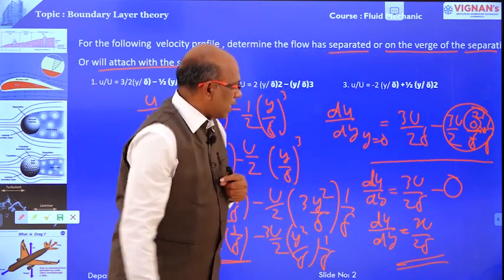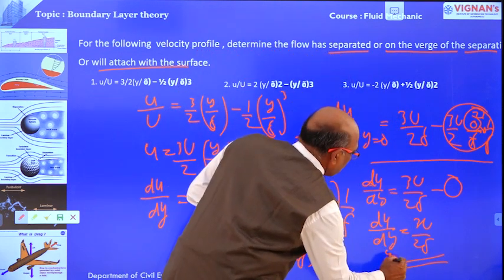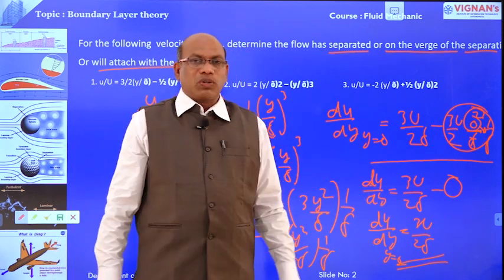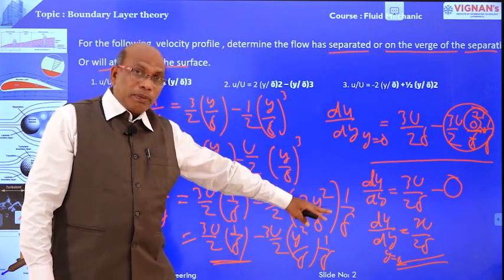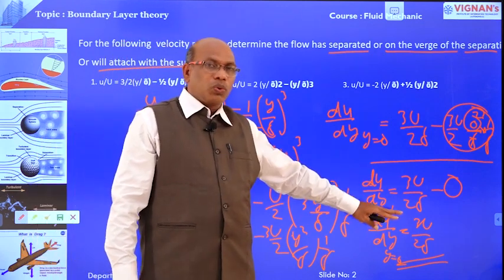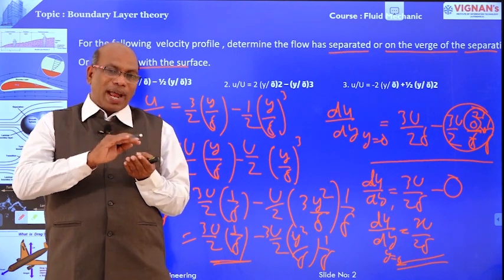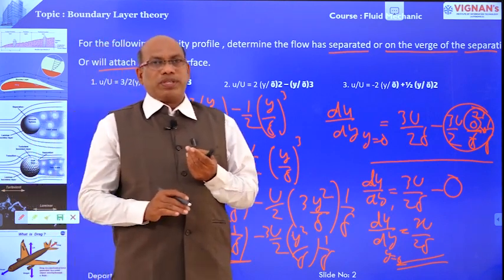What is happening here? At y equal to 0, du by dy is equal to 3U divided by 2 delta. That means the value is positive. There is no separation of the boundary layer, the flow stays in contact with the boundary surface.